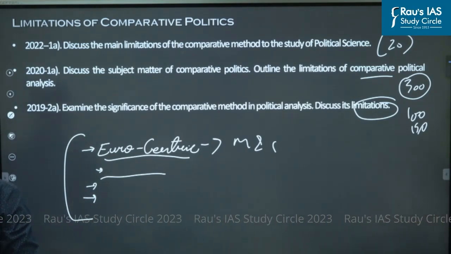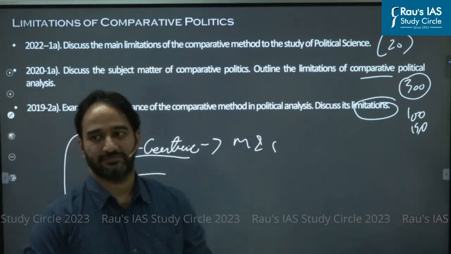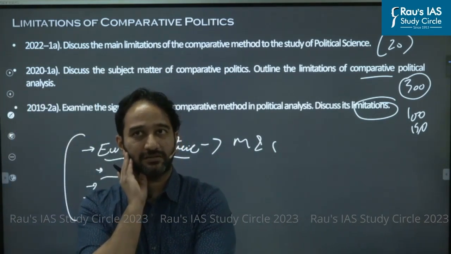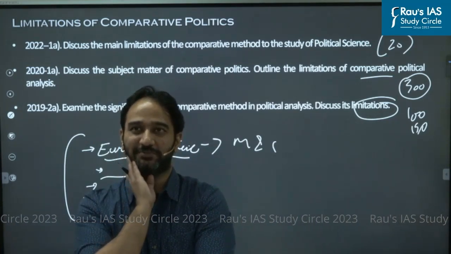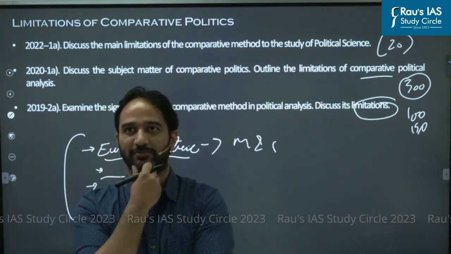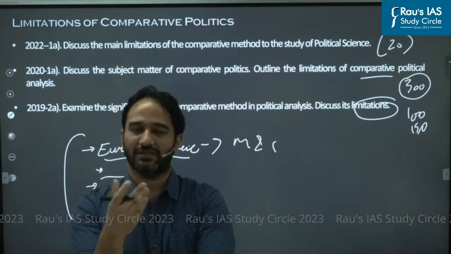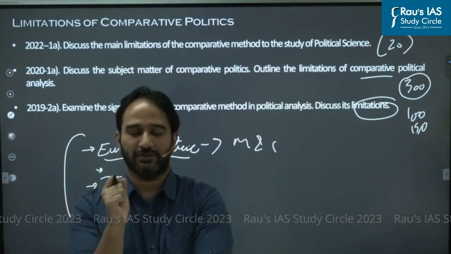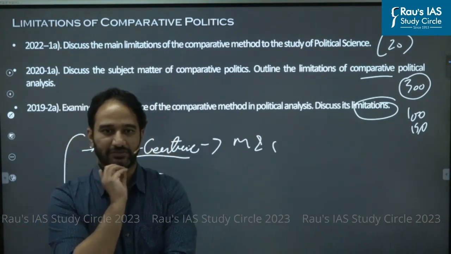No doubts? While writing names, can we just use the second name, like Robert Michels? Can we just use Michels? Or is it advised to use the full name? Okay, full name. What you can do is, if it's a 300 marker question, mention the work that they have written, but if it's 150, that is a waste of words. So you just mention the name itself. But yes, full name, not the surname itself.